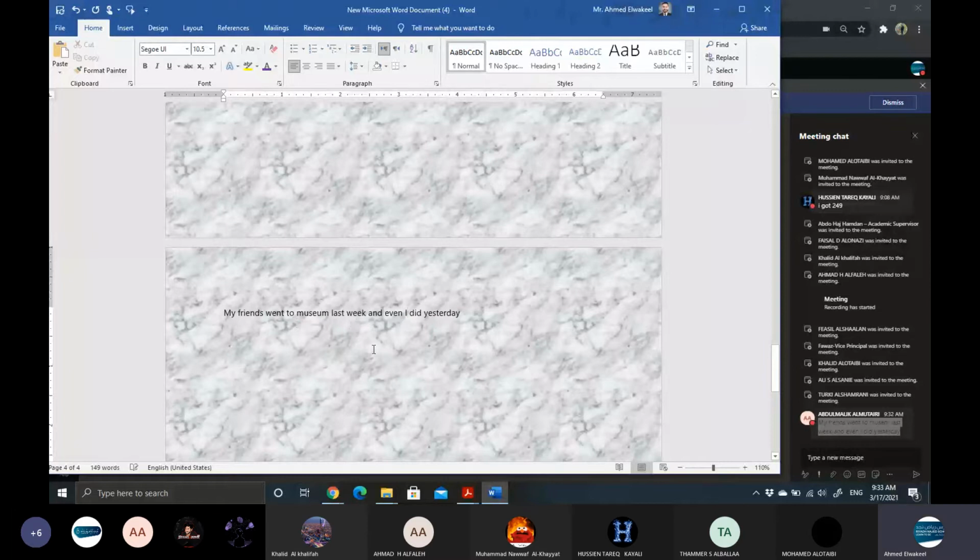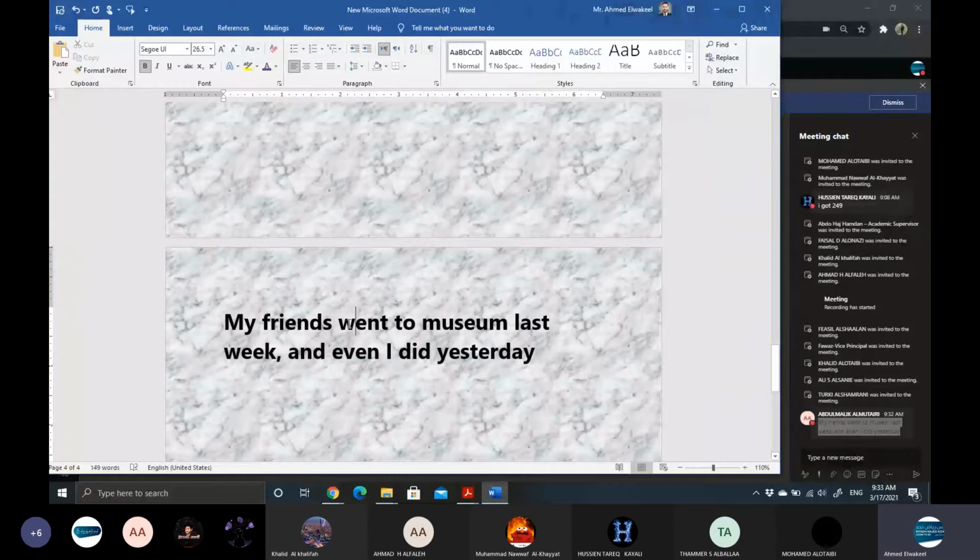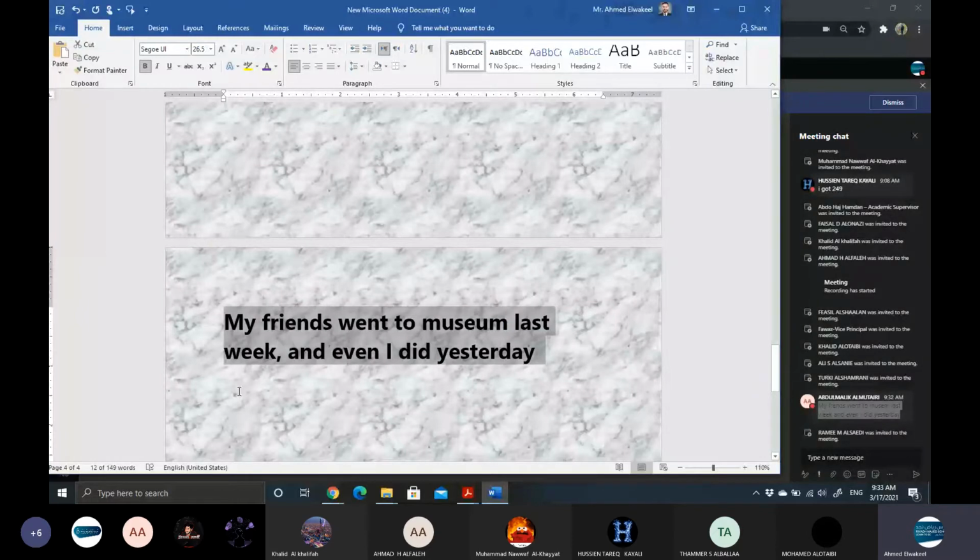So let's take the example that Abdul Malik wrote here. My friend went to the museum last week and even I did yesterday. So this example here, guys, is called what? Is it a simple, compound, complex, or compound complex sentence?